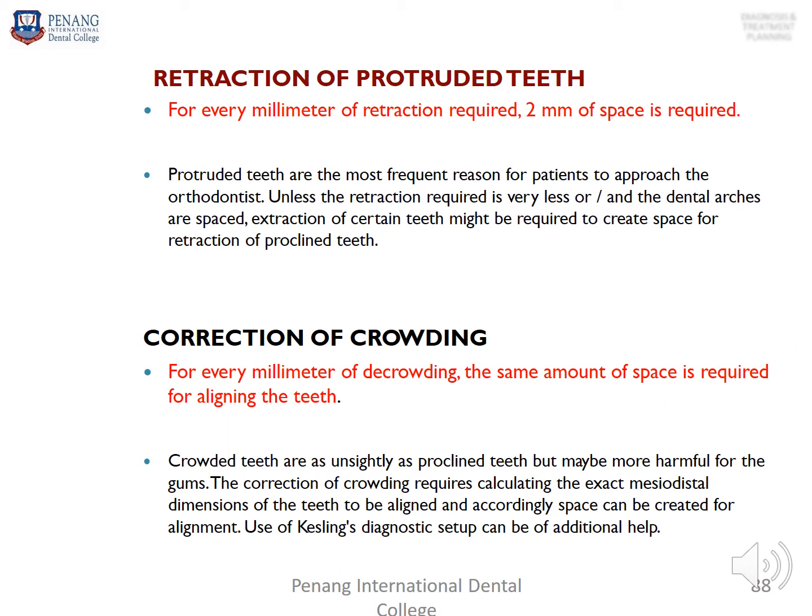And then secondly, for the correction of crowding, how do you create space? You need to know the principle. For every millimeter of decrowding, the same amount of space is required for aligning the teeth. Okay, crowded teeth are as unsightly as proclined teeth, but may be more harmful for the gums. The correction of crowding requires calculating the exact mesiodistal dimension of the teeth to be aligned, and accordingly space can be created for alignment. Sometimes we can use the Kesling diagnostic setup to foresee the effect of the orthodontic treatment for this patient.